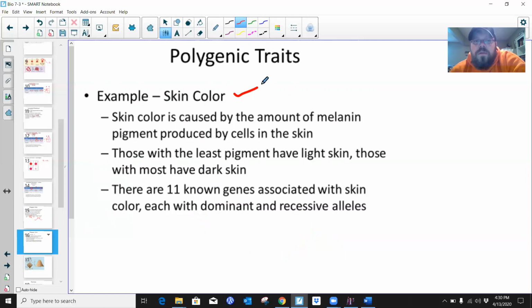An example is that of skin color, to help you understand this. Skin pigment or skin color is caused by the amount of melanin pigment produced by cells in the skin. Darker pigments will have a greater amount of these dominant alleles, and those that are lighter in pigment have a lesser amount of these dominant alleles. There are 11 known genes associated with skin color, and each of those 11 genes has a dominant and recessive allele. Those with the least pigment have light skin, and those with more pigment have darker skin.